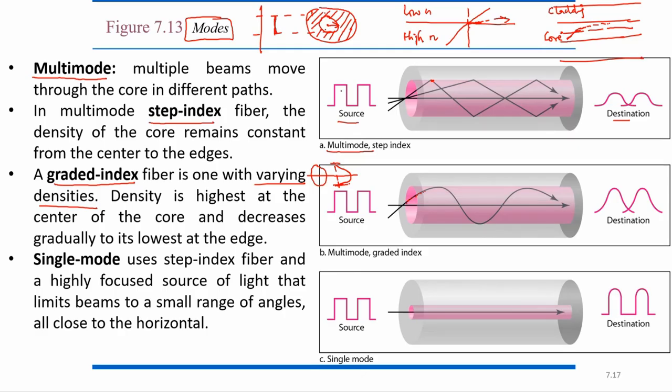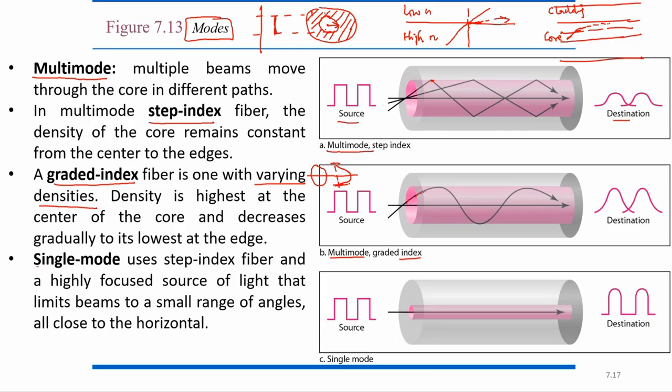So that is the effect of densities on the mode of optical fiber operation. There is multimode with step index, and another one is multimode with graded index. Multiple light waves will be there, but the path will be smooth, and there will be total internal reflection at the edge of the core and cladding.